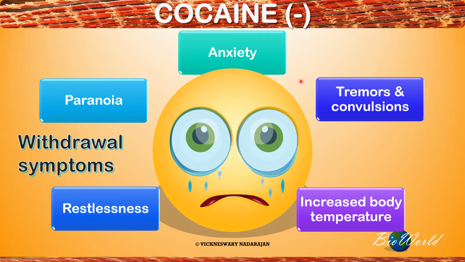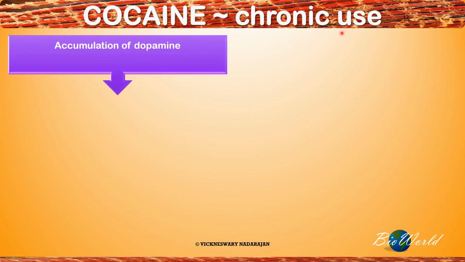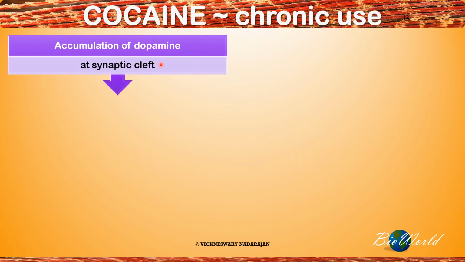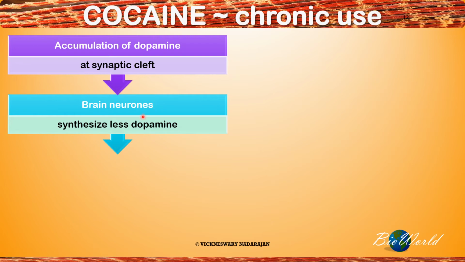Let's try to understand why a person will experience these withdrawal symptoms. This happens when the person is chronically using cocaine. That means you are using a lot of cocaine. Once cocaine blocks the dopamine transporter, dopamine will accumulate at the synaptic cleft. Now, the brain will misunderstand this and think that it has produced too much dopamine. So what the brain will do now is its neurons will start to synthesize less dopamine. That means once the person stops taking cocaine, the person will find it difficult to feel happy because the brain has stopped making natural dopamine.